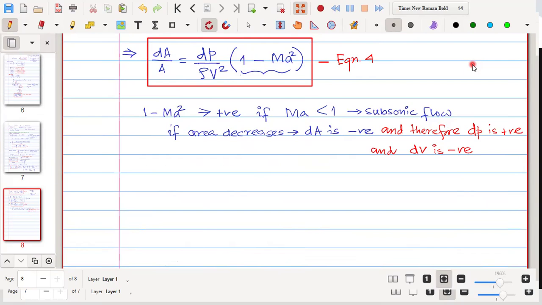The first observation is that for a subsonic flow, if area decreases, then pressure will increase and velocity will decrease. So now let us draw that geometry. Now we are drawing the geometry for the first time. So far we were mathematically analyzing. Now we will draw the geometry. Okay. So area is increasing. So it will be like this. Area is increasing.